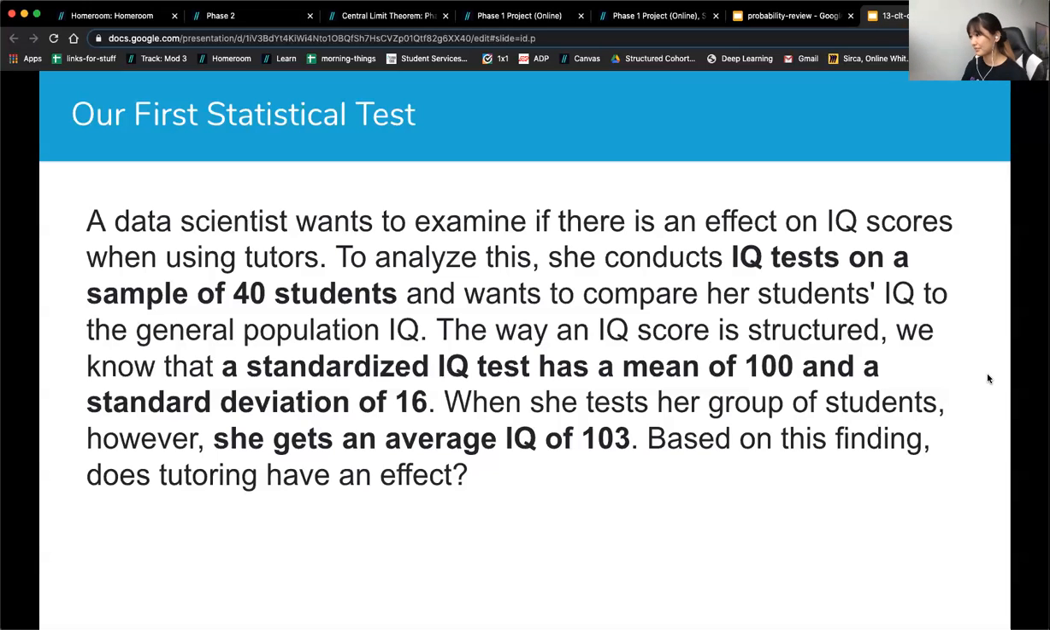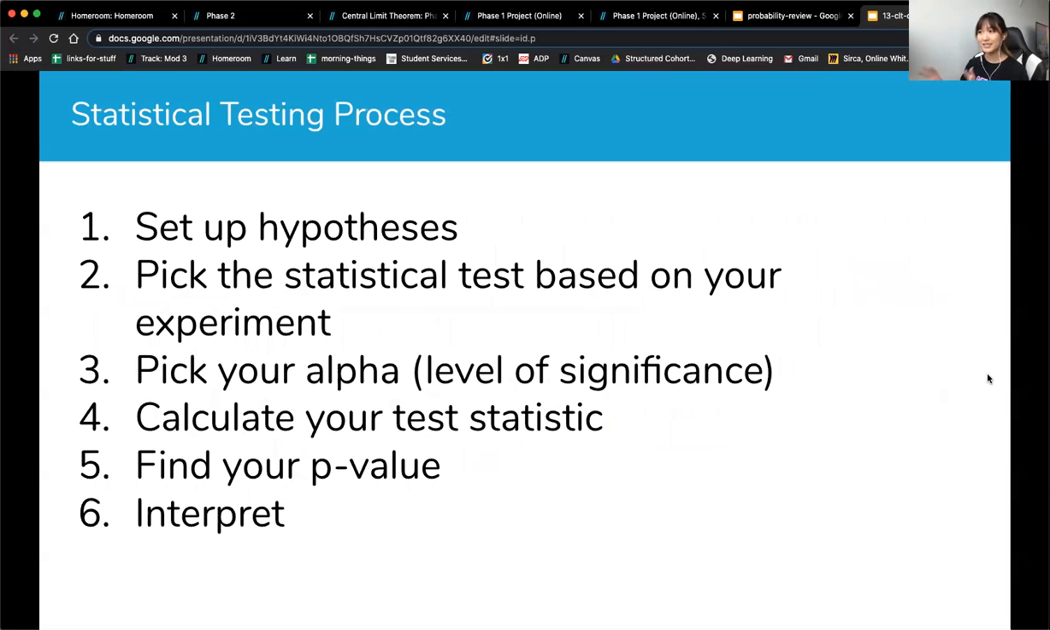Cool. All right, so this is the statistical testing process. You might see in different resources they might be grouped slightly differently, but overall the processes should be the same. So in a statistical testing process, you always have to set up your hypotheses first. And I'm going to talk about how exactly we do that. For every statistical test, you have to set up your hypothesis a little bit differently.